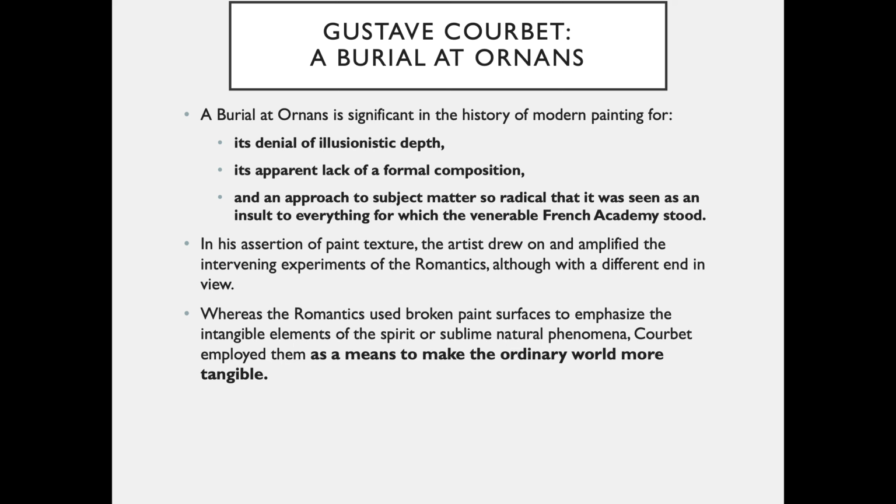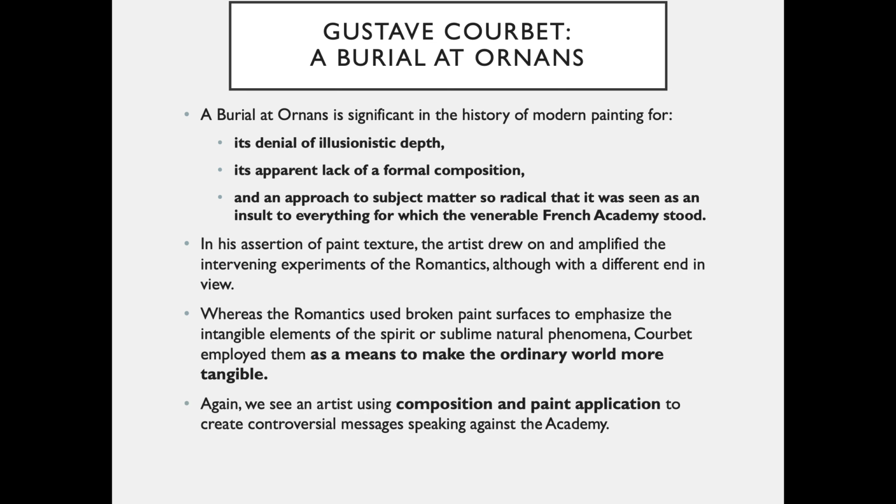Courbet says, if you show me an angel, I'll paint an angel, right? I'm not painting these imaginary mythological beings that I've never seen. No way. You produce an angel, then I'll make a painting of an angel. Courbet employed them as a means to make the ordinary world more tangible. So he really wanted to give you a sense that you're standing there with that group in the cemetery.